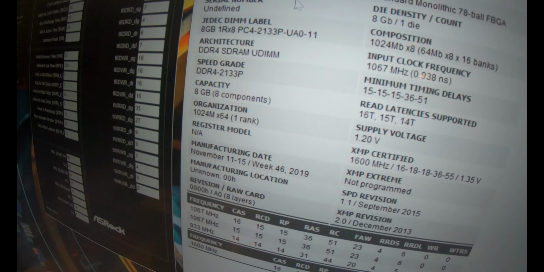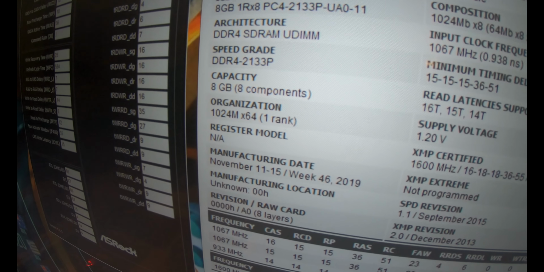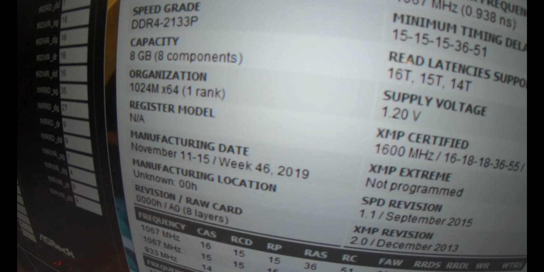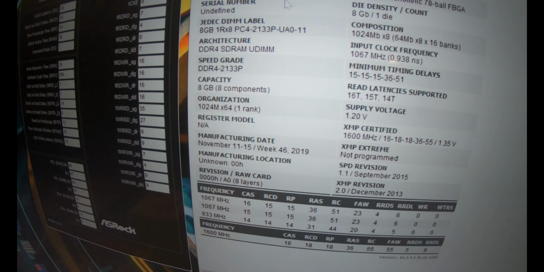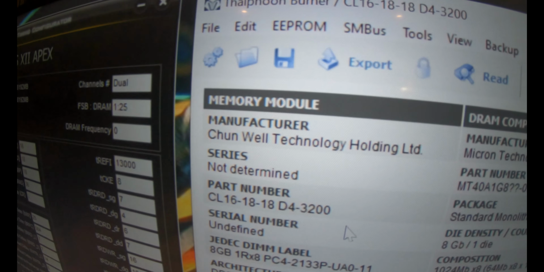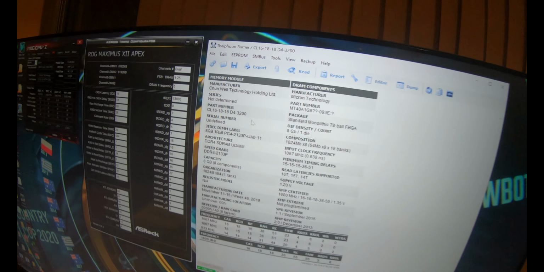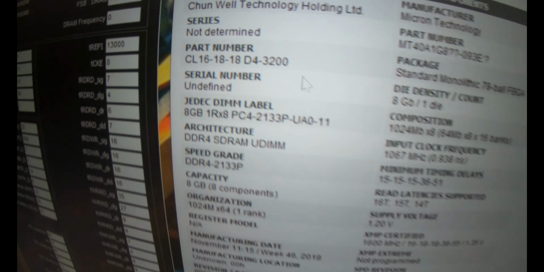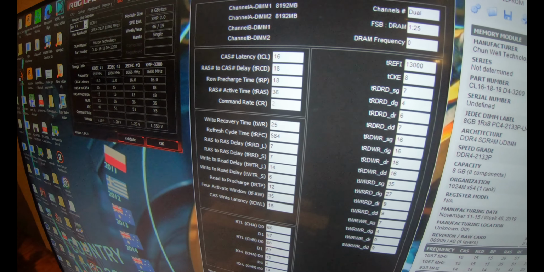This is November 11th to the 15th, week 46, 2019. So it's not what you'd call a young or, you know, a recent kit. Chunwell Technology. Let's see, made it. Oh, good. Part number was inventive. Anyway, here's your timings. It can't be either, I wouldn't think.